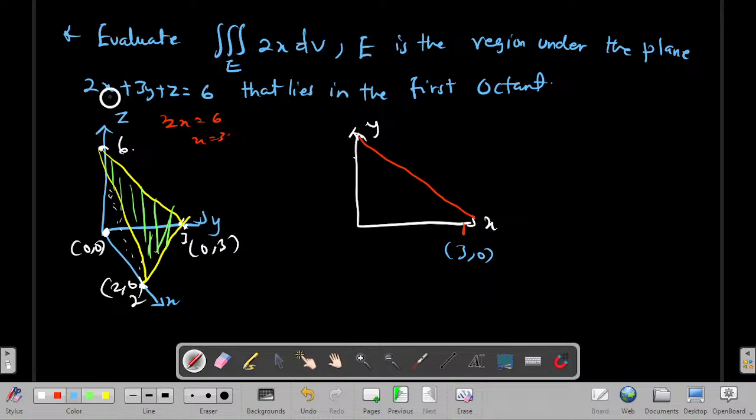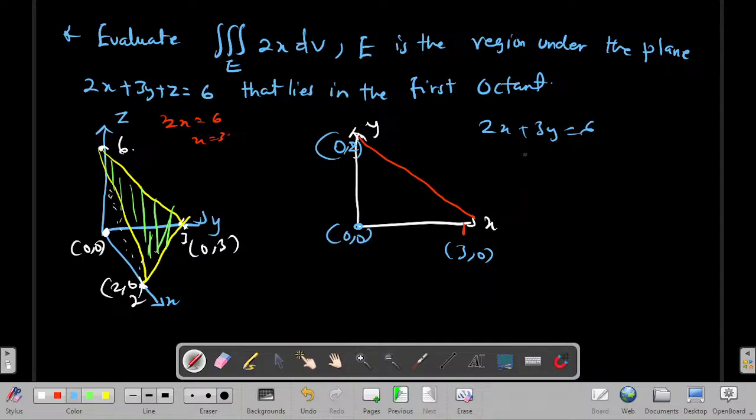Then for my y, I'll set x to 0 and z to 0. That will give me 3y equals 6, so y will be 2. So I'll have (0, 2). Originally here is also the origin, (0, 0). Now you have this. You ask yourself, this line will come from our plane. If we project our plane from 3D to 2D, we make z 0. Making z 0, we end up getting the equation of a line: 2x plus 3y equals 6.